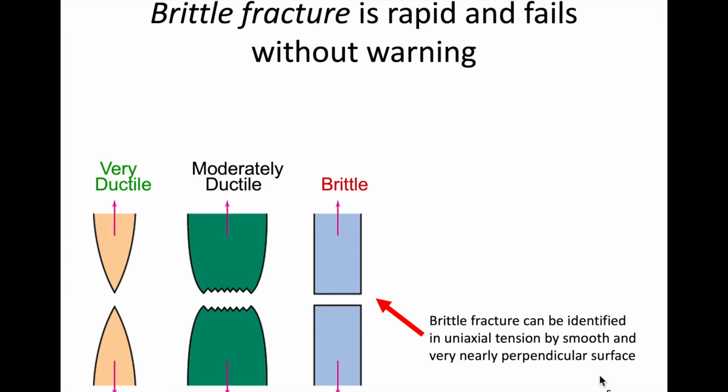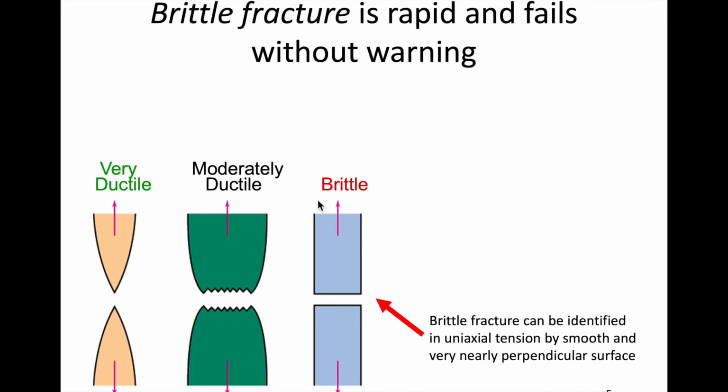All right, so let's continue to talk about the failure that's going to occur. We've talked extensively about the glass material being brittle, and so we're going to talk exclusively about brittle fracture. Just as a review, that's the type that's rapid, and it really fails without warning, so we can't really predict it because it happens so instantaneously.